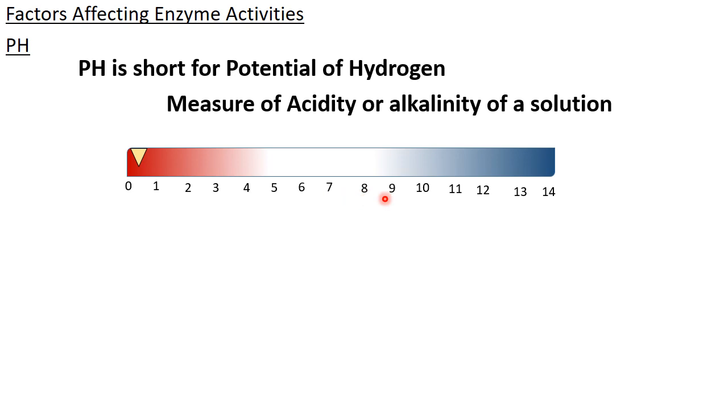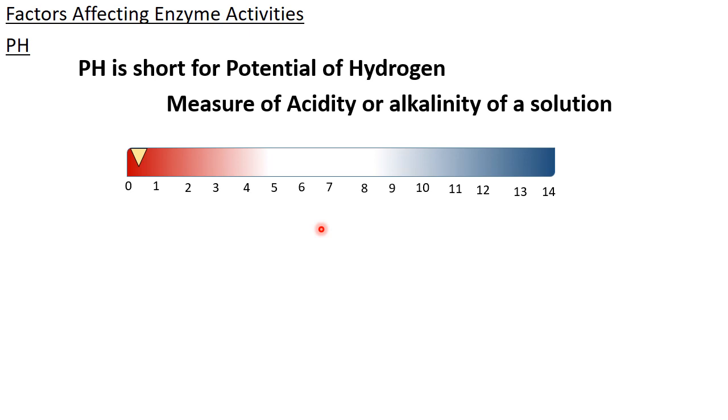Then there is the middle point, 7. So 7 represents a neutral solution. If it reads 7, it means the solution is neutral. It's not acidic, and it's not alkaline. So that's how the pH scale or pH values are used.